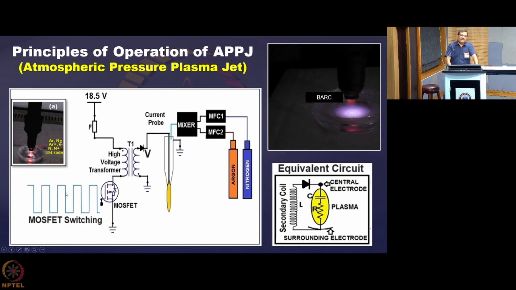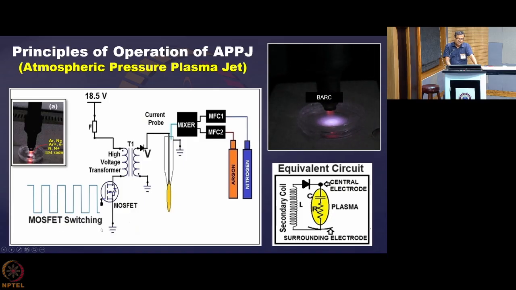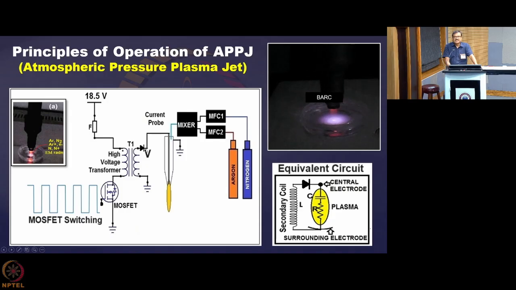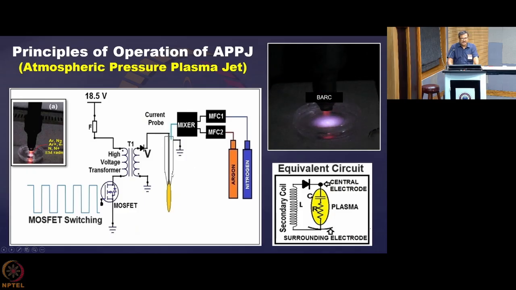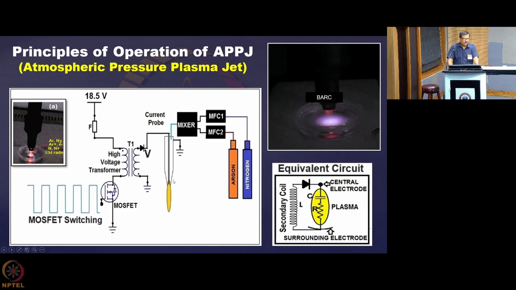So at every falling edge of this square wave pulse, when the switch is opening, you are getting a very high voltage generated in the secondary, and that high voltage is applied across what? You see, the central part is one electrode. We call it the live electrode. That is connected to the secondary, and the other end is the body surrounding this electrode.